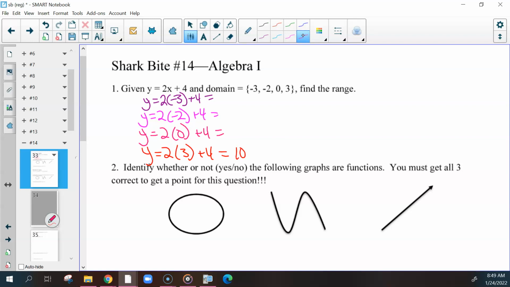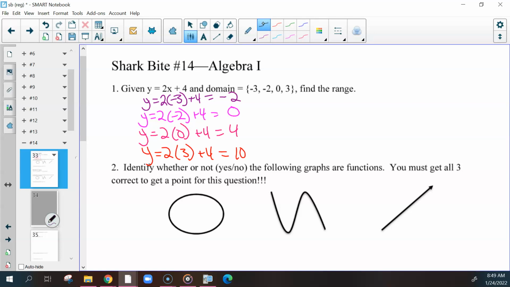2 times 0 is 0. Plus 4 is 4. 2 times negative 2 is negative 4. Negative 4 plus 4 is 0. 2 times negative 3 is negative 6. Negative 6 plus 4 is negative 2.